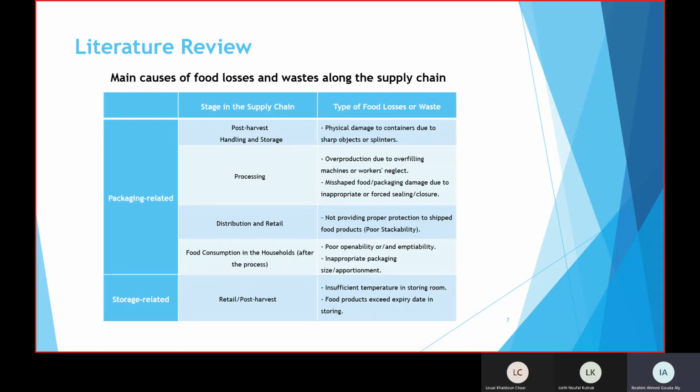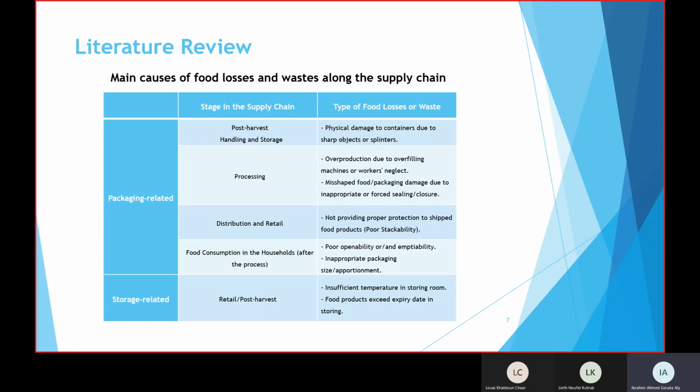Now, these are our main 8 factors of food loss and waste. We concluded them and proposed them based on previous studies. Starting in stage 1, which is the post-harvest stage, the main concern here is the physical damage that happens to the containers. After that, in the processing stage, we have 2 major concerns. The first one is overproduction. The second one is the misshaped food that happens due to inappropriate sealing.